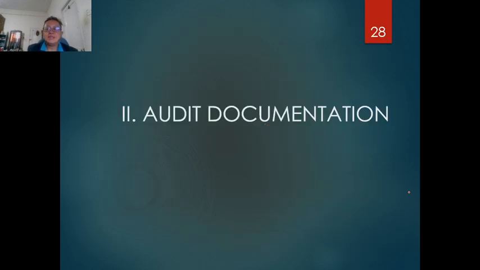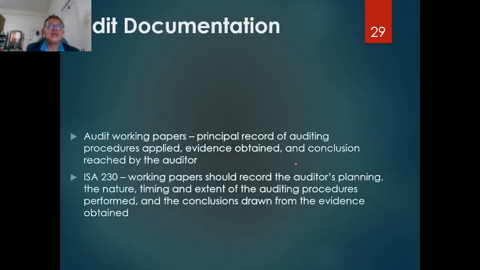Alright, so next, the last part of our session today is the audit documentation. When we conduct the audit, we need to make sure we keep the records. How do we keep the record? We keep proper documentation of audit documents. In audit documentation, we call it audit working papers. This is the principal record of auditing procedures applied, evidence obtained, and conclusions reached by the auditor. So any information related to the audit procedure and evidence obtained must be recorded and kept by the auditor.